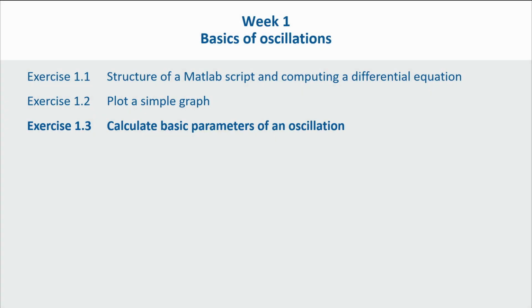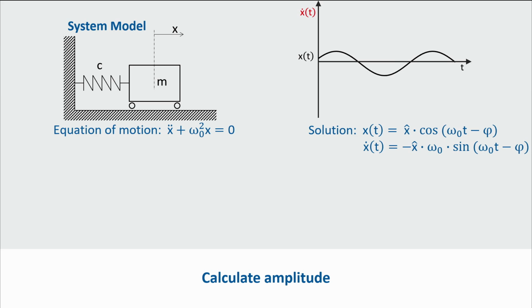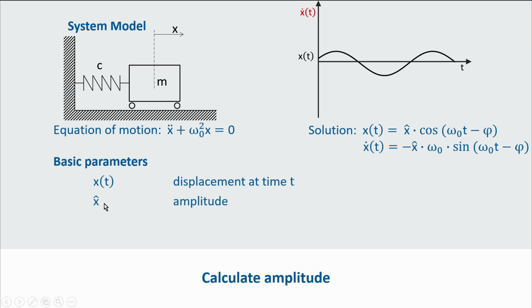Welcome to exercise 1.3. Today we're going to calculate basic parameters of an oscillation, and you already saw these parameters in the lecture of week 1. Just a quick reminder. First of all, you have learned that the amplitude of a function is the maximum or the minimum value of that function, and the amplitude is defined as x roof. And now we're going to switch to Matlab and calculate exactly that amplitude from our results of the simulation.